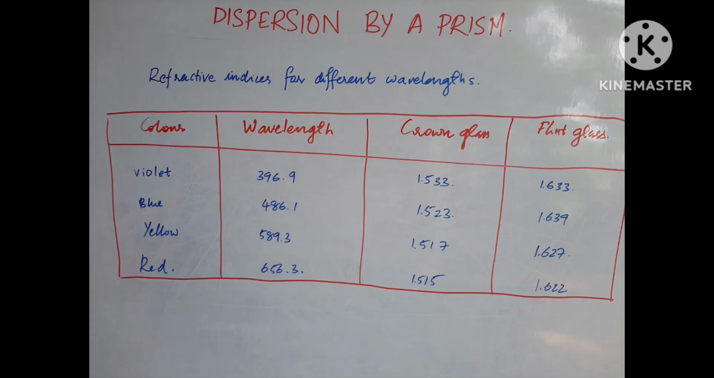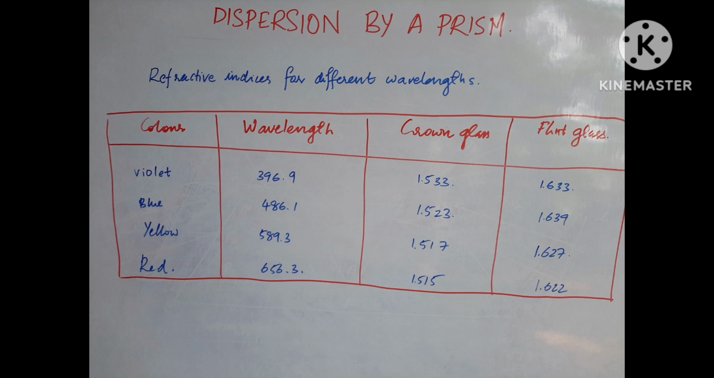Now we consider that each color has a particular value of wavelength associated with it. We know that red color has a longer wavelength, approximately 700 nanometers, and violet has a shorter wavelength, approximately 400 nanometers. We say that dispersion takes place because the refractive index of the medium is different for different wavelengths.